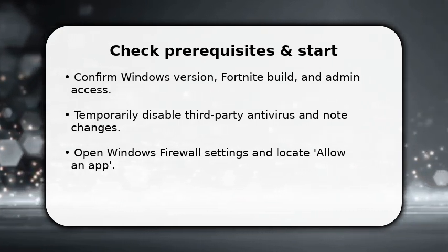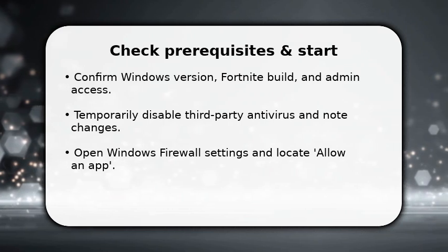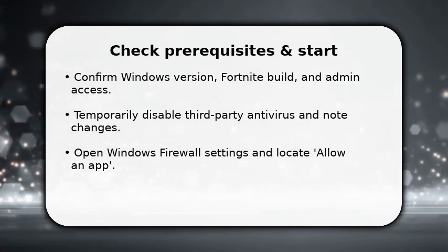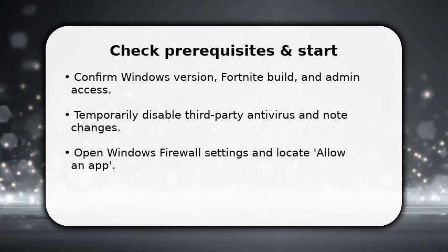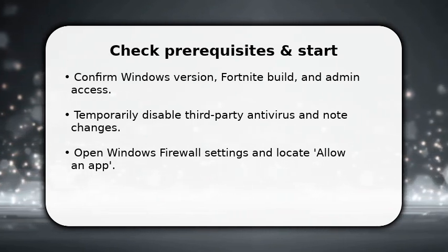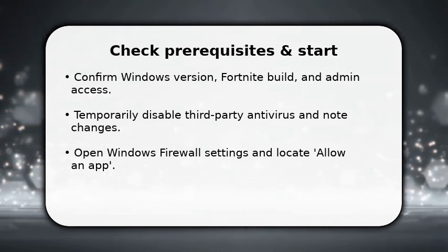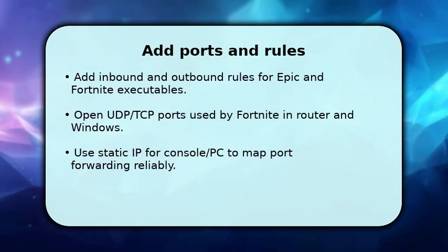You're taking the first actionable steps now. Find Epic Games Launcher and Fortnite in the list. If they are missing, you'll add them manually. This prevents common block issues before deeper fixes. Once done with app allowances, you add specific firewall rules.